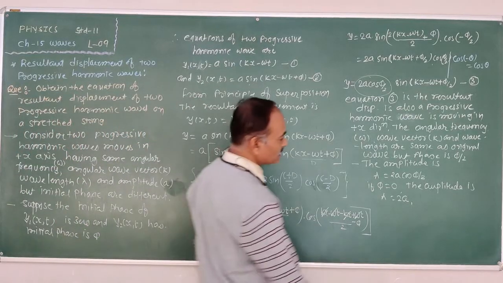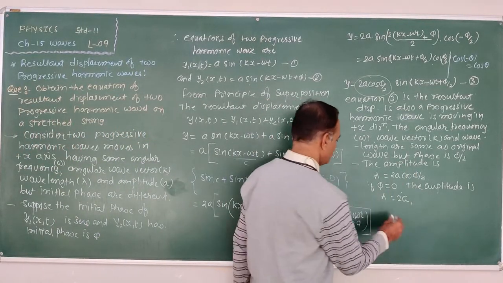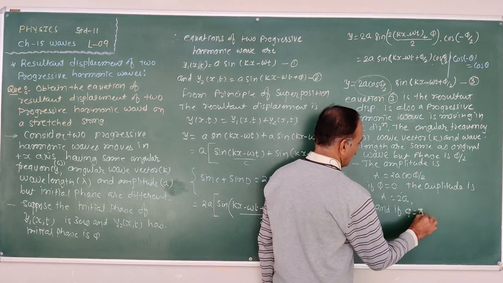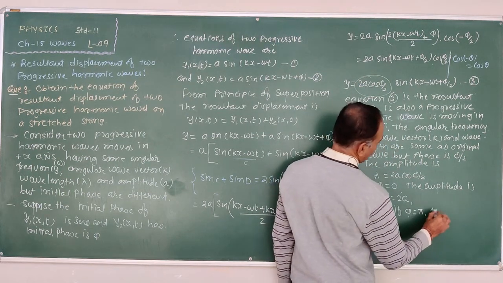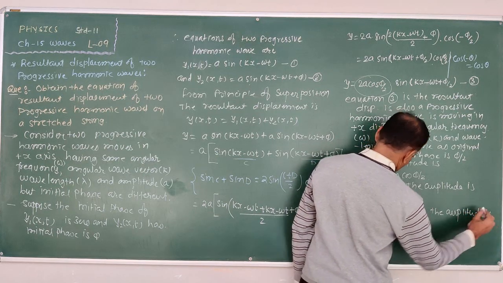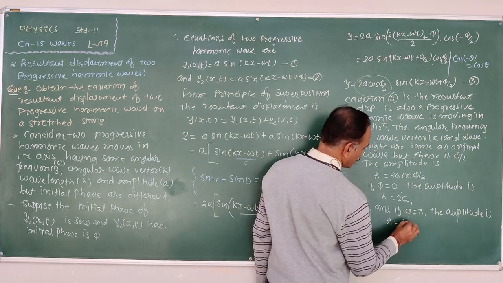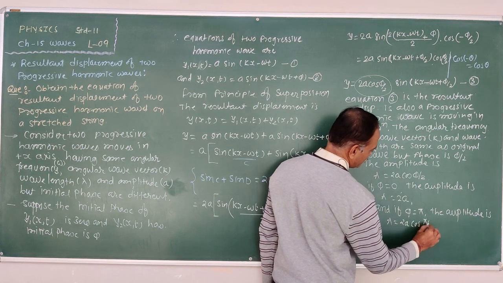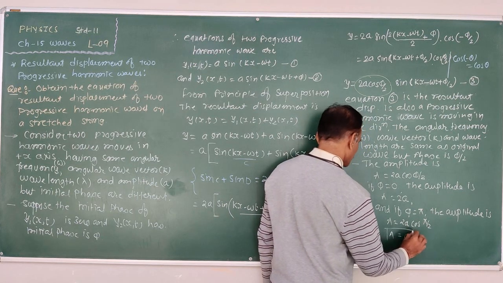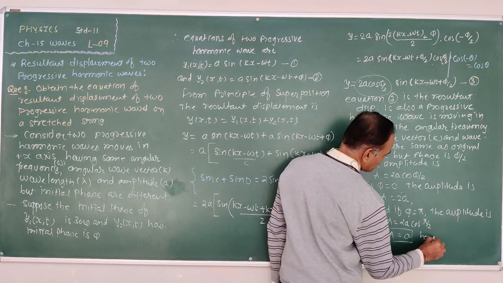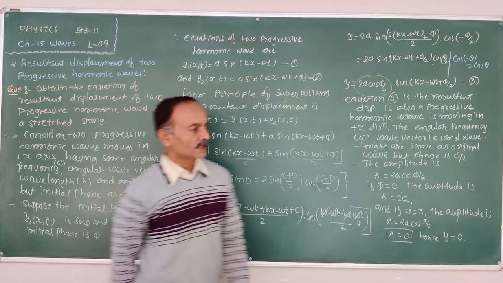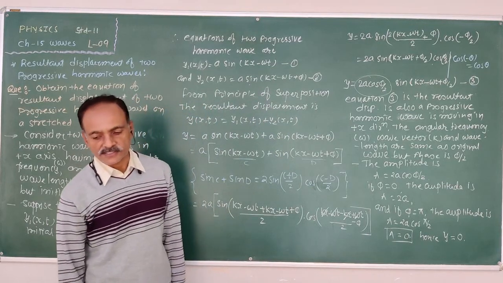And if the phase phi is equal to pi, the amplitude A is equal to 2A cos pi by 2, which becomes 0. Amplitude becomes 0, hence the displacement of a point is also 0.